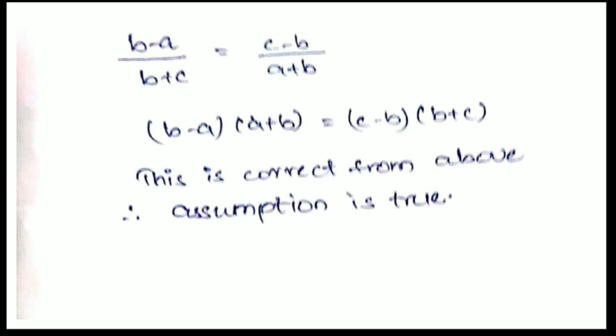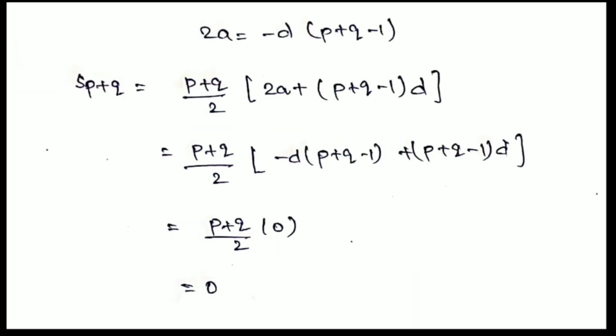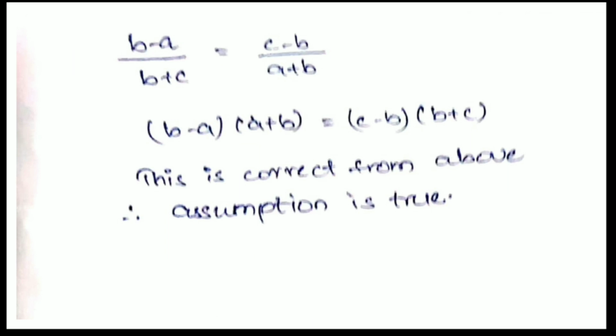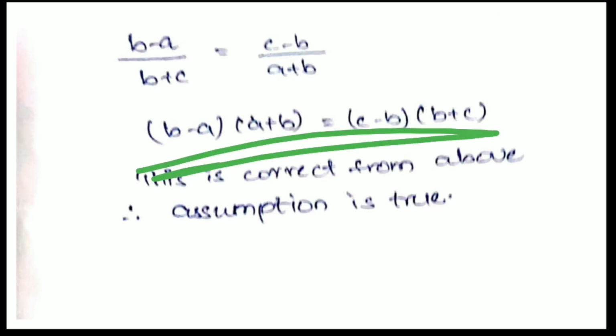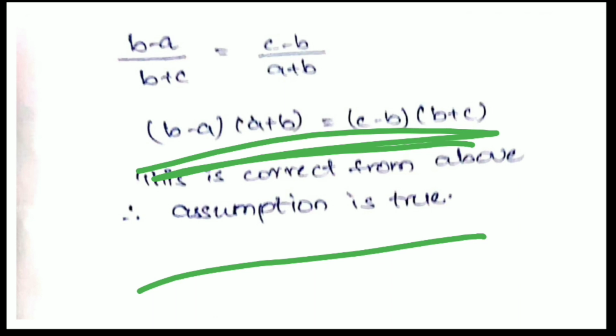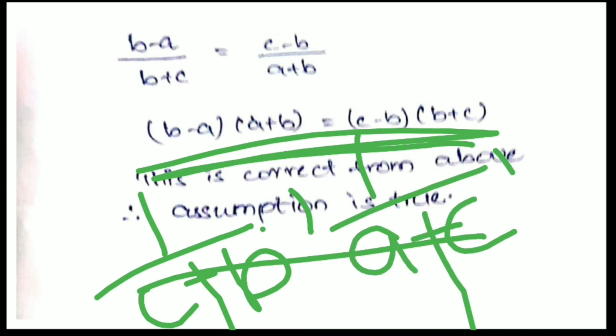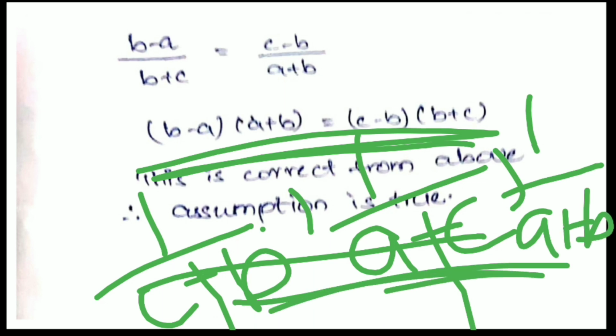This is nothing but the result we get here. So as this is correct, our assumption is true. That is, 1/(c + b), 1/(a + c), 1/(a + b) are in AP.